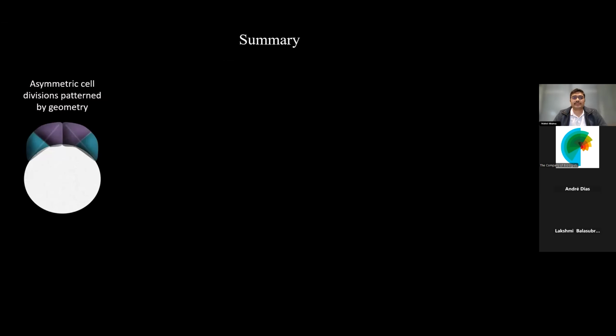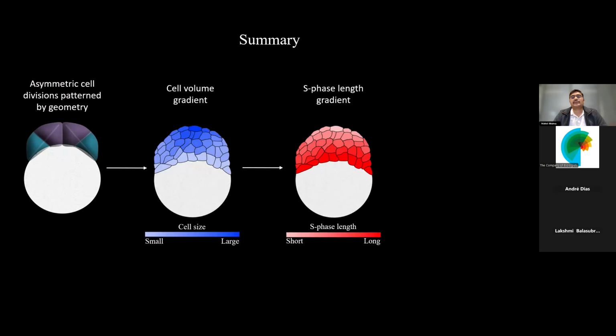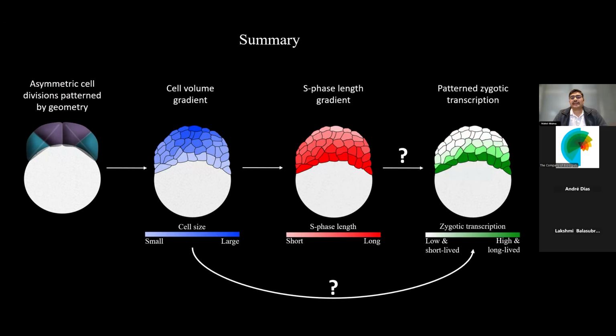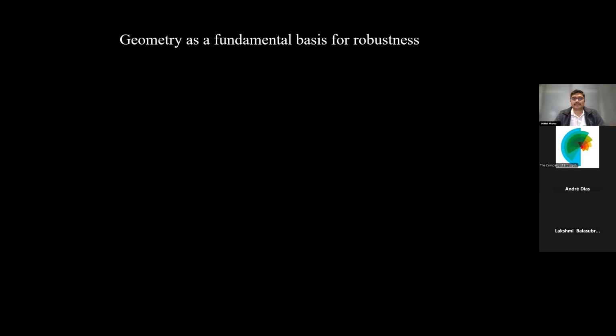So to quickly summarize what I showed you today, we showed that asymmetric cell divisions occur in the early embryo because of its geometry causing divisions to occur in a biased manner, which produces a cell volume gradient, thereby producing a reciprocal gradient of S phase length. And either directly or via S phase length, the cell volume gradient patterns zygotic transcription onset. And this we believe could be a fundamental principle that could guide developmental robustness in order to specify where certain cell fates are specified.